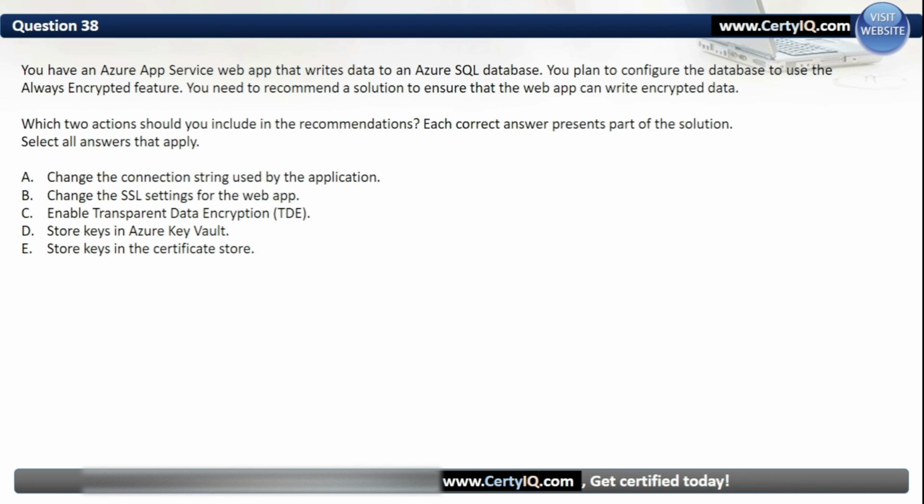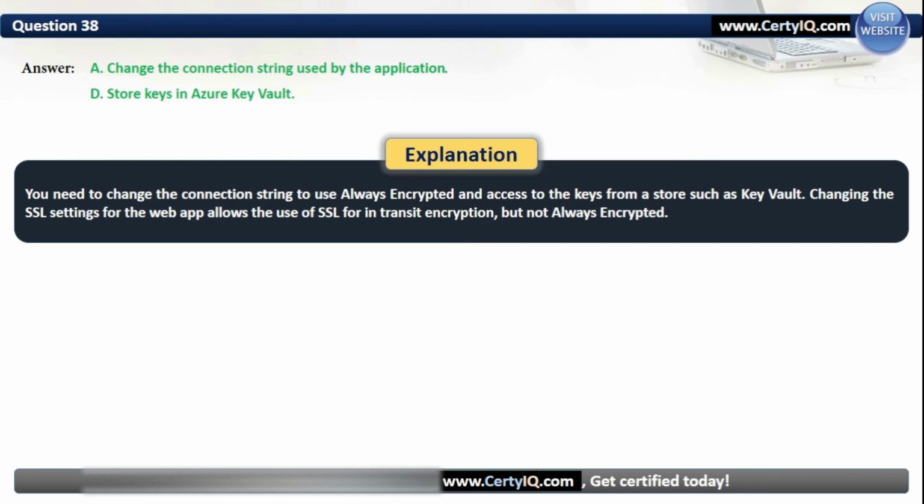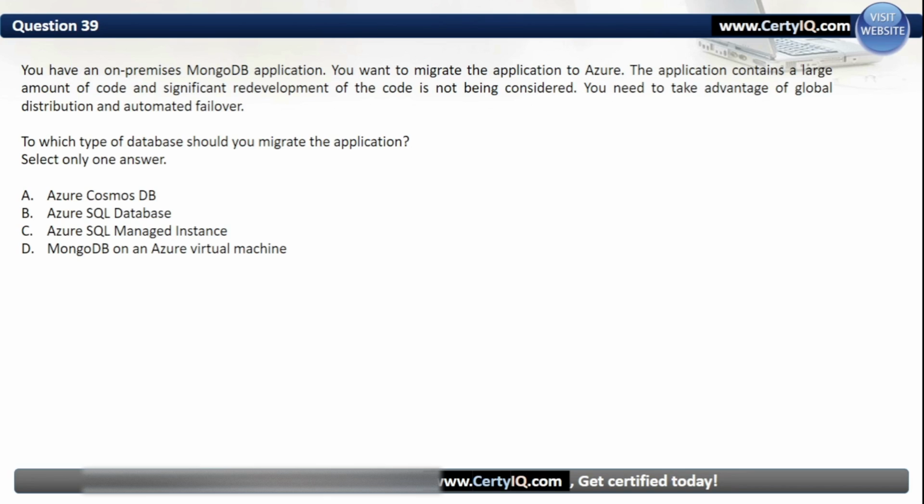The correct options are A and D. Change the connection string used by the application and store keys in the Azure Key Vault. You need to change the connection string to use Always Encrypted and access the keys from a store such as Key Vault. Changing the SSL settings for the web app allows the use of SSL for in-transit encryption but not Always Encrypted.